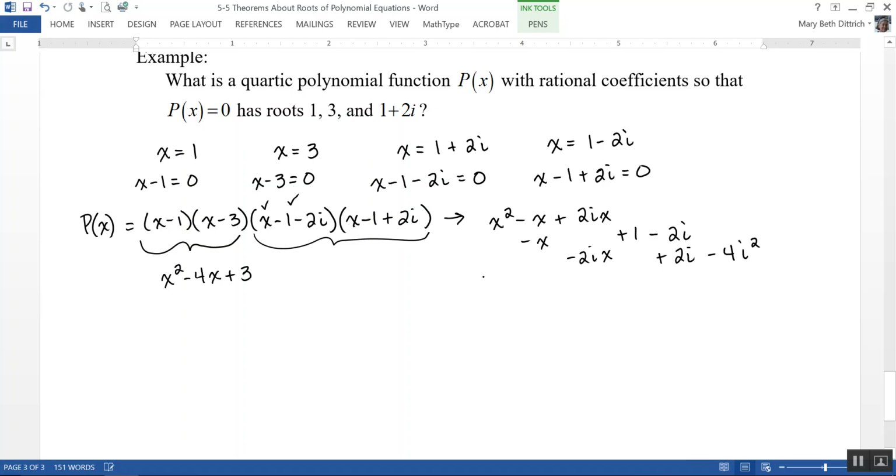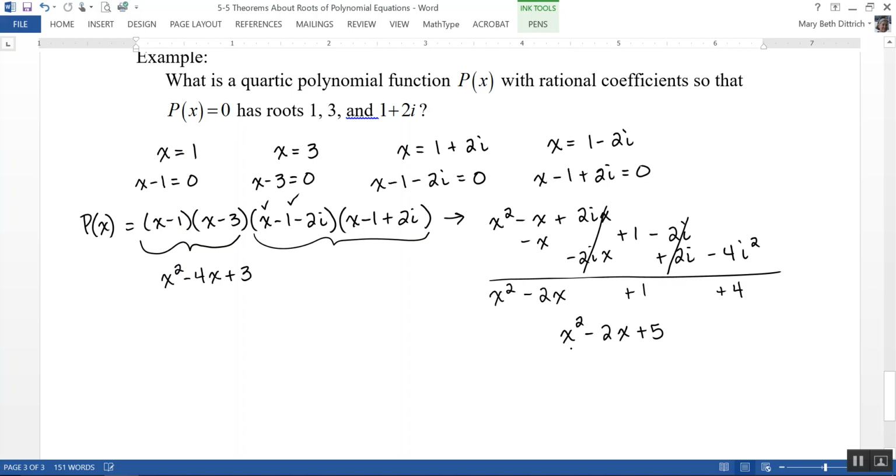Okay, let's add up those terms. And you can see I kind of stacked some of them on top of each other because those will cancel out. Those will cancel out. This turns into a plus 4 because remember i squared is negative 1. And there's a plus 1. And there's a minus 2x. And there's an x squared. So cleaning that up, that's going to give me x squared minus 2x plus 5.